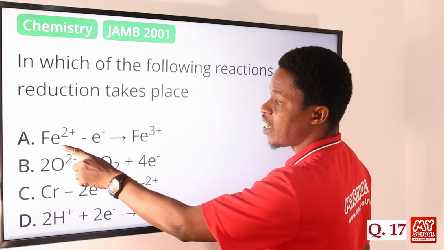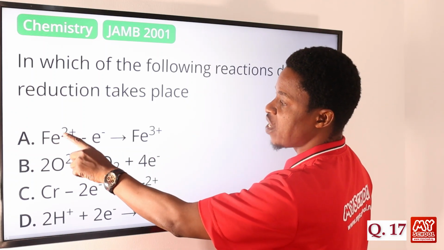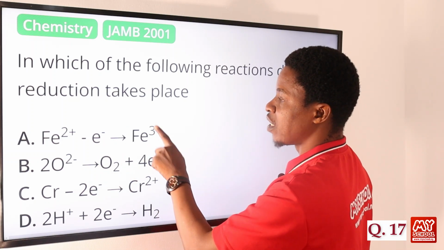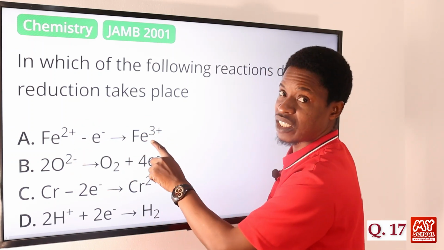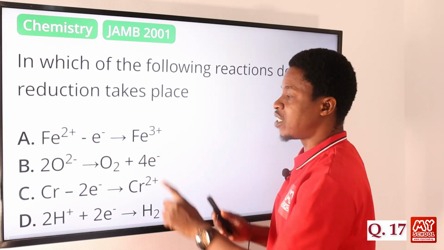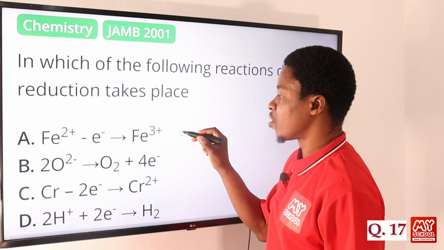So let's start with option A. Fe2+, we lose an electron to become Fe3+. This is plus 2 to plus 3. So that is an increase in oxidation number from plus 2 to plus 3. So what is this?